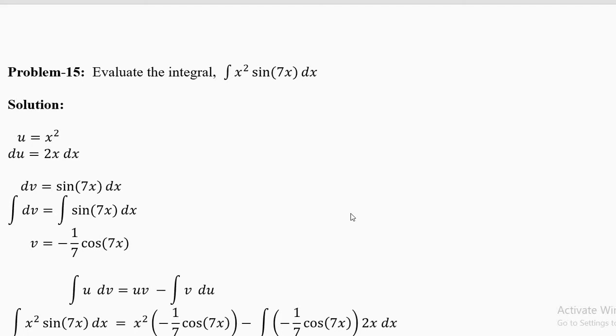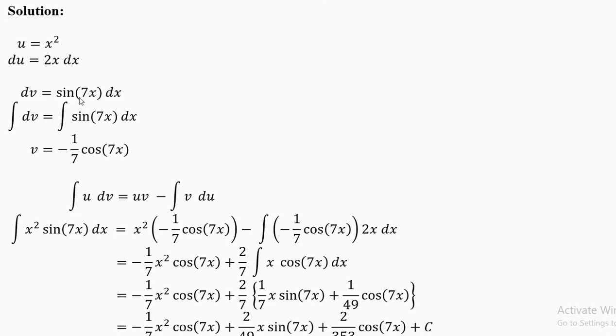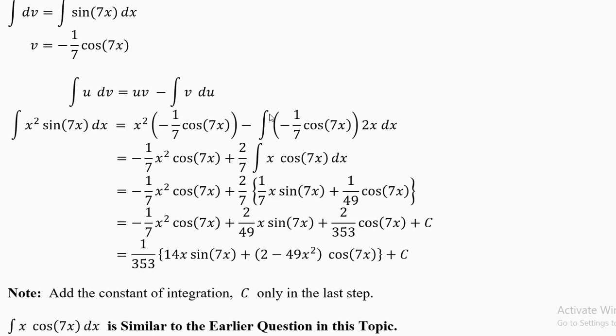Now let's look at one more example of this type, x squared sine 7x. Now put u equal to x squared, du equal to 2x dx, dv equal to sine 7x dx. When you integrate sine 7x, you will get minus 1 by 7 cos 7x, because when you differentiate this, you get another minus, minus into minus is plus. So this is your v equal to minus 1 by 7 cos 7x.